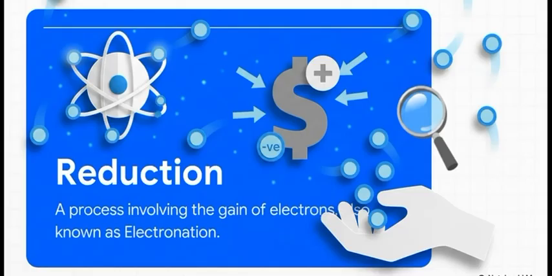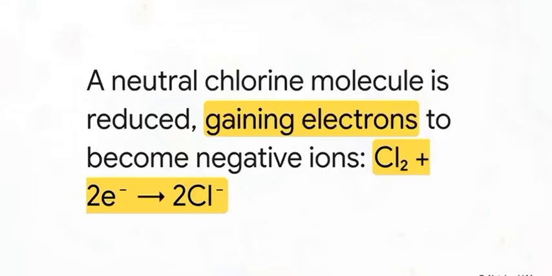And since it's gaining negative charge, it becomes more negative, or at the very least, less positive than it was before. Let's look at chlorine. A neutral chlorine molecule, which has two atoms bonded together, comes along and snags two electrons. Each atom gets one, and they split apart into two separate negatively charged chloride ions. The chlorine has been reduced.